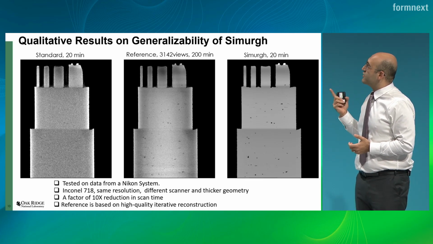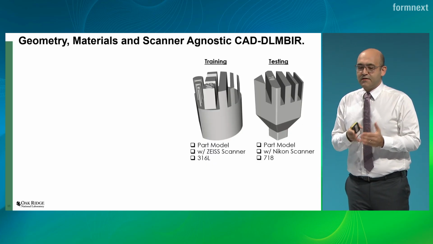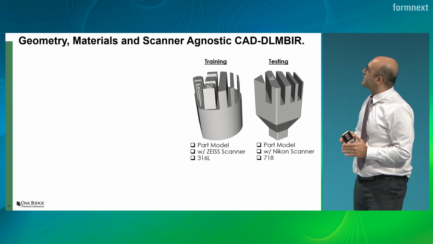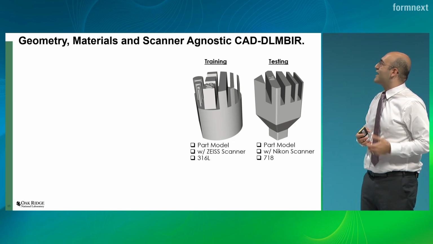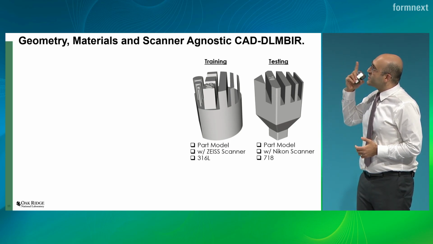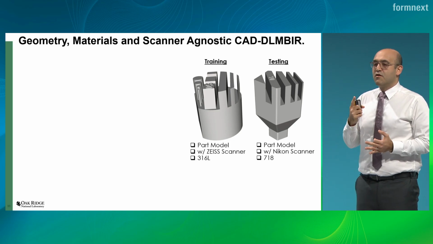And this is for the Simurgh, the network that we are using currently in the system. We also have a lot of analysis there. I just put some of the images here for visualization, but there are more if you want to ask questions later. But we looked at the geometry independence, material independence, scanner independence for this sample.